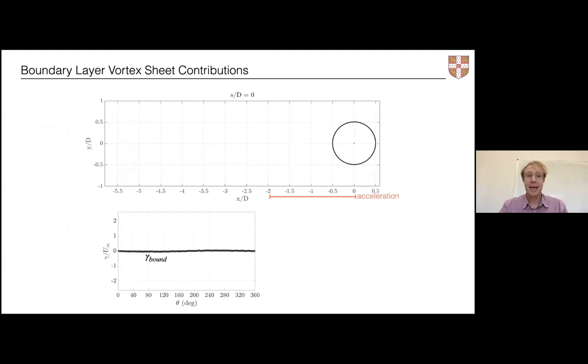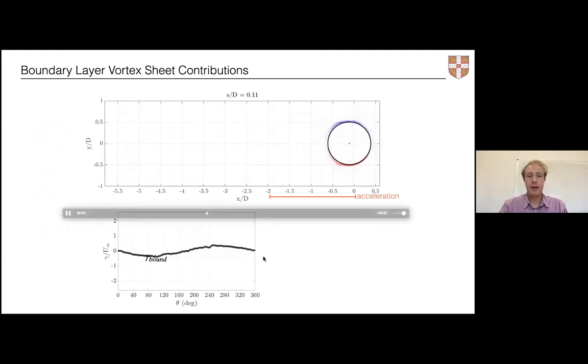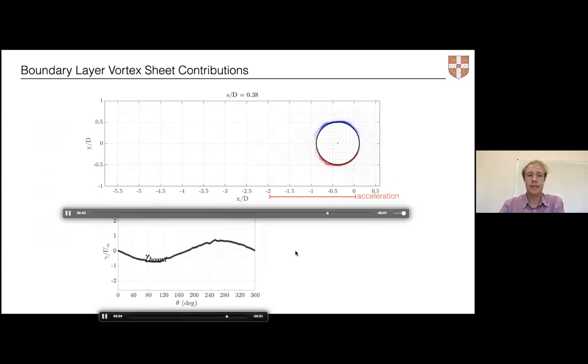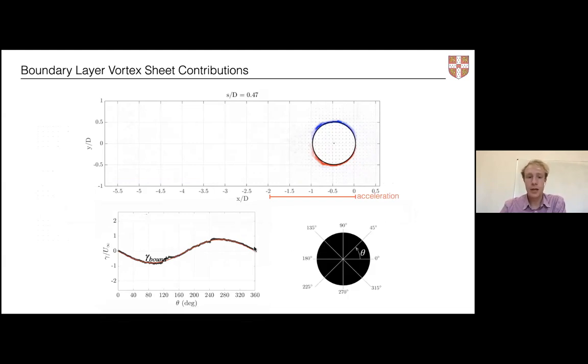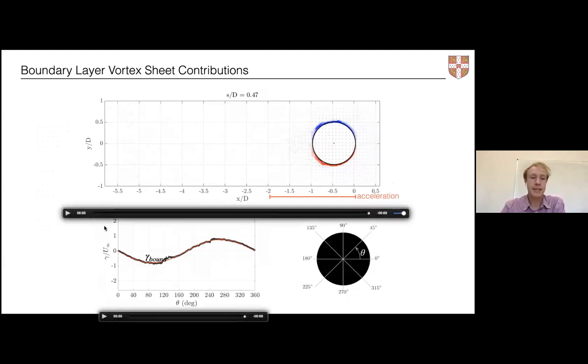And putting this into action, at the top you'll see a video of vorticity of a cylinder that is purely surging. So it starts from a stationary start and then accelerates. And at the bottom here in black, what you'll see is the boundary layer vortex sheet that we measure through the method I just described. So in terms of axes, obviously the y-axis down here is the strength of our vortex sheet.